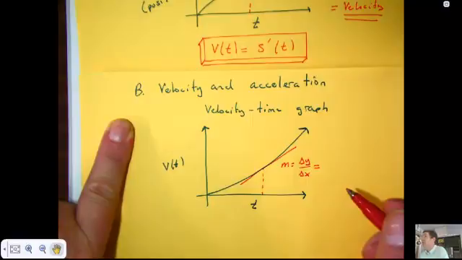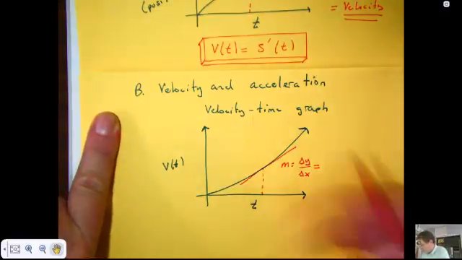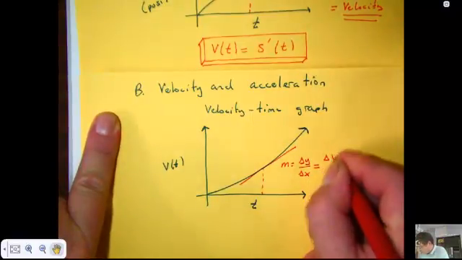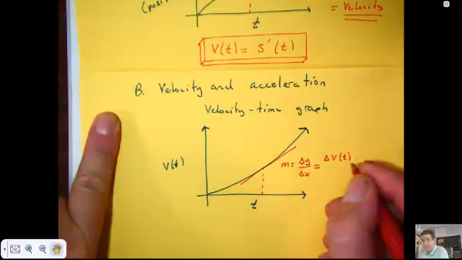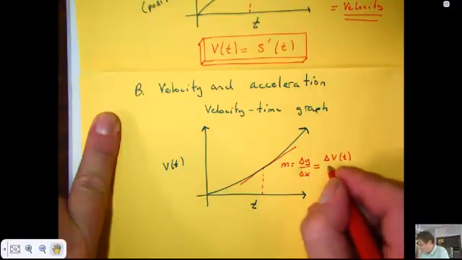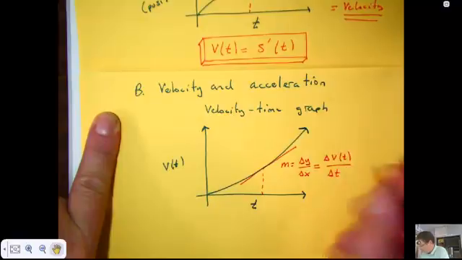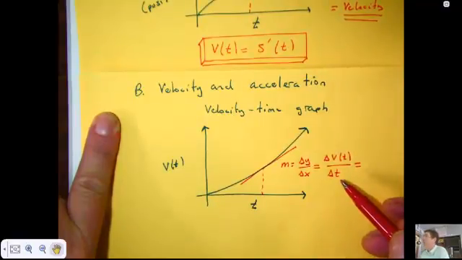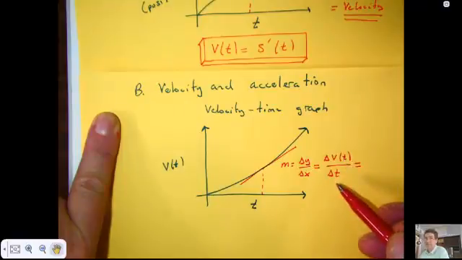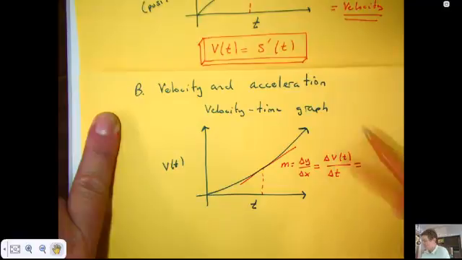Well, in this case, the change in y would be the change in velocity, and the change in x would be a change in time. But what do we call this ratio, change in velocity per change in time? Of course, as you can guess, that's the acceleration.